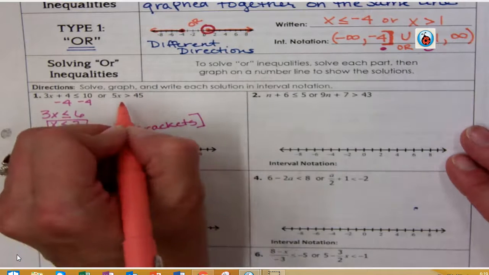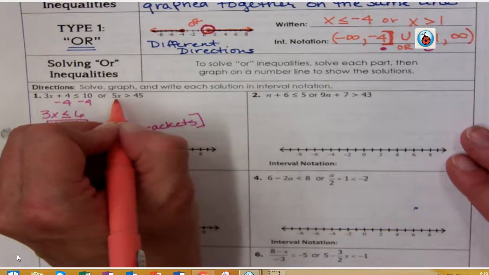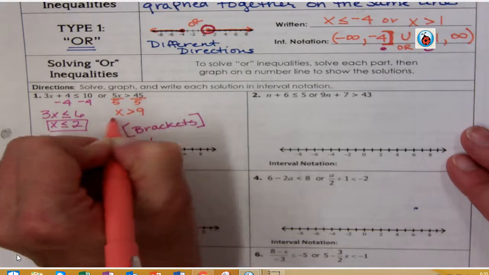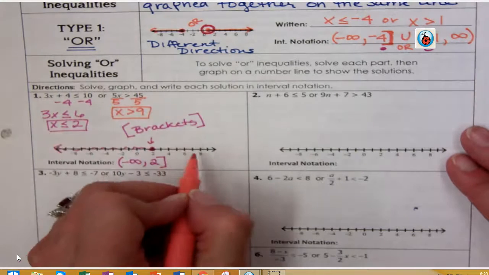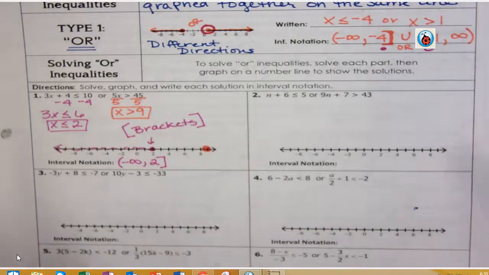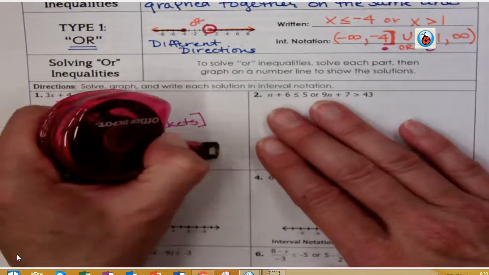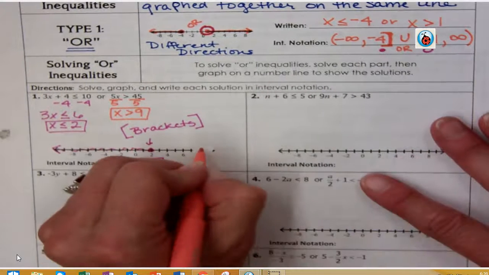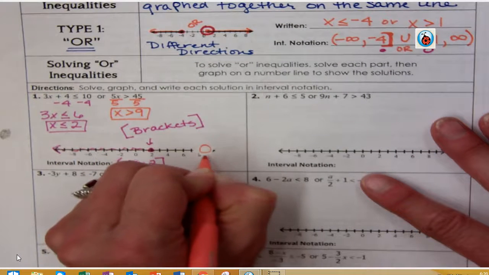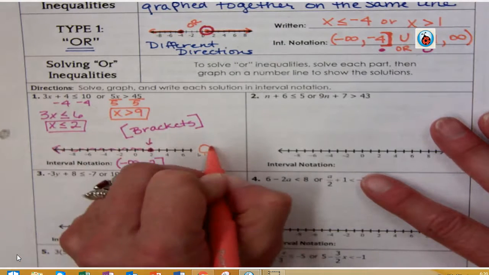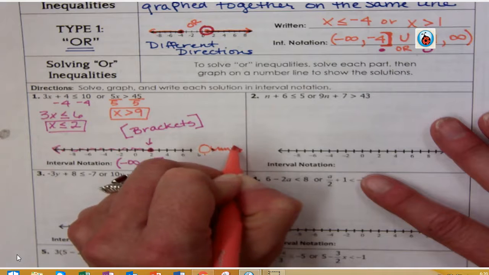The next one is 5x is greater than 45. Divide each side by 5. X is greater than 9. So I'm going to take my 9 right here and use an open dot. I'm going to redo that so that you can see that that's an open dot. So I've got an open dot at 9, and we're going to highlight everything that is bigger than 9.